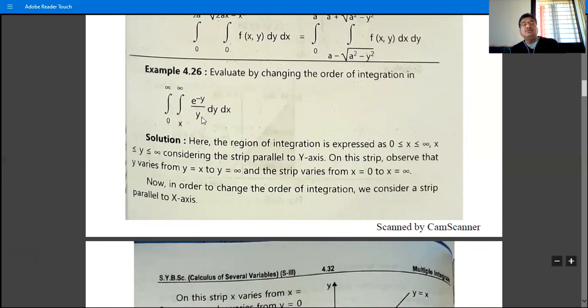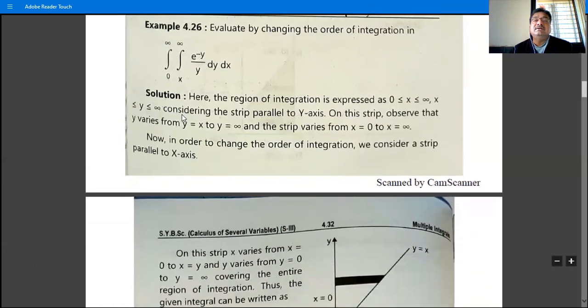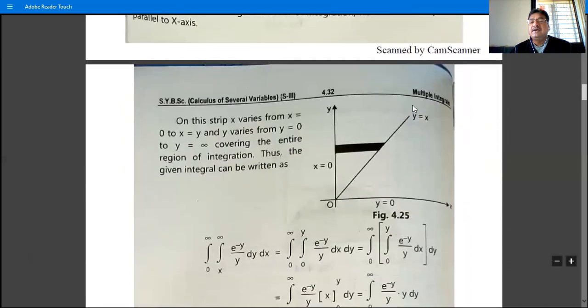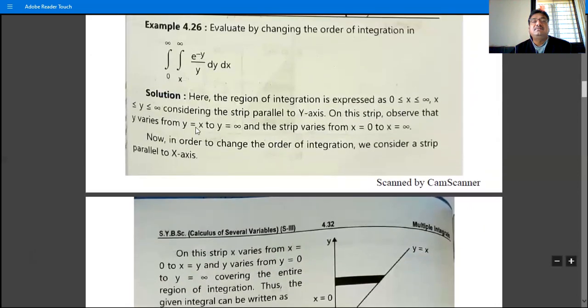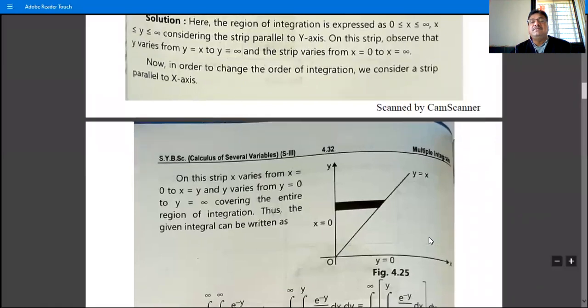Okay, so we first draw the region of integration from the limit. So this x to infinity is the limit on y. So draw y is equal to x, and y is equal to infinity. So y is equal to x and y is equal to infinity means y tends to infinity.